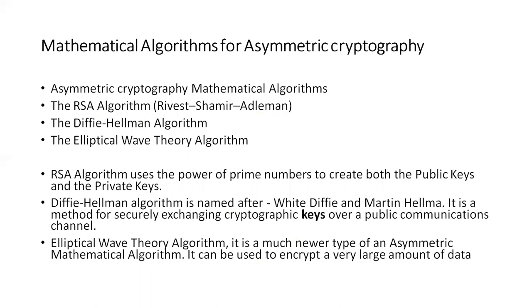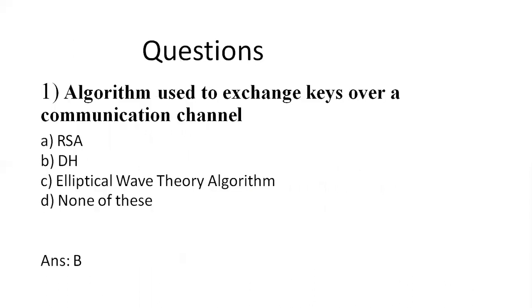And the last one is the elliptic curve algorithm. It is a much newer type of asymmetric mathematical algorithm. It is used to encrypt large amounts of text. So these are some of the popular asymmetric key algorithms used in network security: RSA, Diffie-Hellman, and elliptic curve. The mathematics behind the first two algorithms will be dealt with in detail in our future sessions.